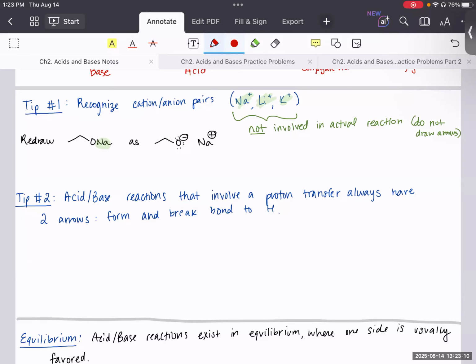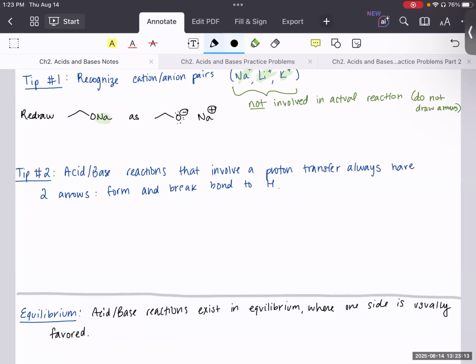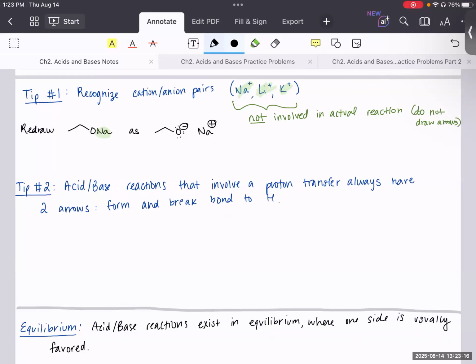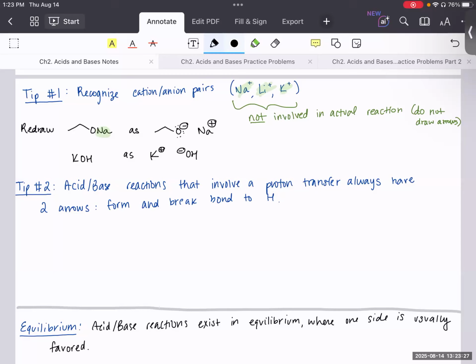Similarly, some other common examples would involve lithium or potassium. We know that some of those really common, like sodium hydroxide, potassium hydroxide from Gen Chem, could similarly be redrawn like that. And so in this reaction, we want to focus on that OH and then ignore this potassium in the reaction. We still want to draw it in the products, and so I'll have an example of that in a little bit, but we're not drawing any arrows to the sodium or the potassium.